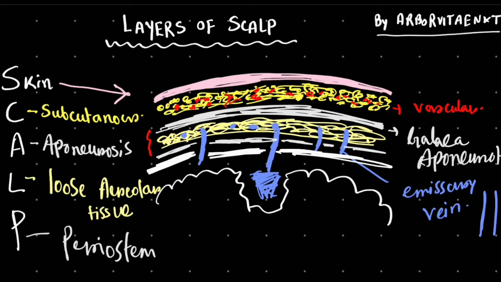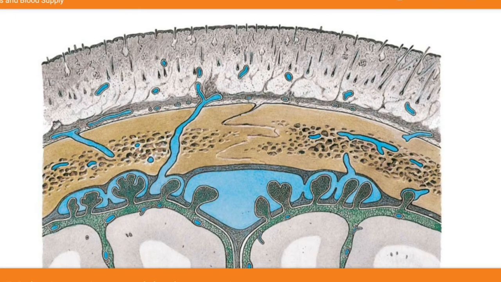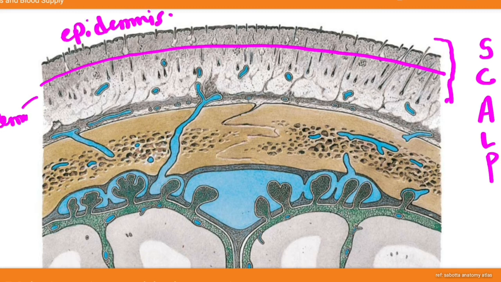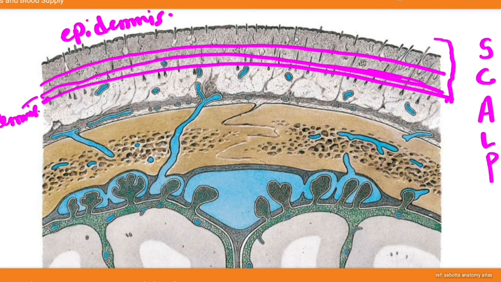So let's see a better picture of this. Here let's have a look at a cross section of a scalp. We will go to the mnemonic. Okay, so it starts as SCALP. Basically this part of the scalp starts here, the skin part. Skin has 2 parts, as you know. The upper part which I have marked here is epidermis, and below that we have dermis. Up to this much we have skin. This is the whole skin layer.